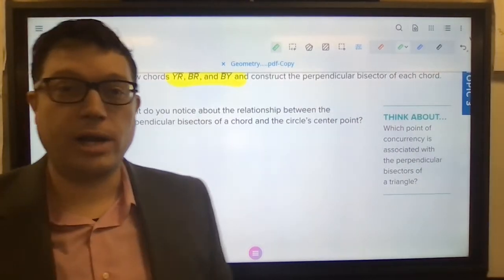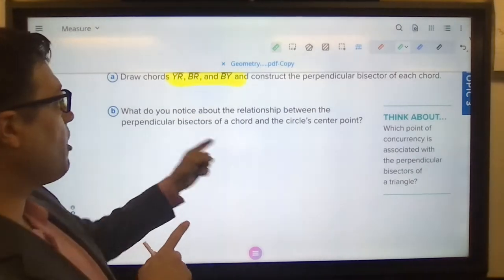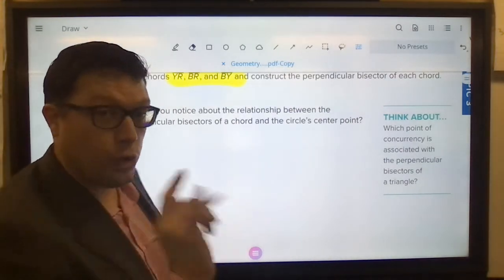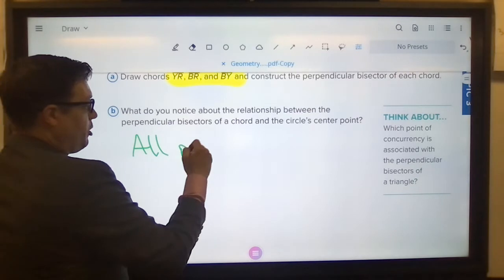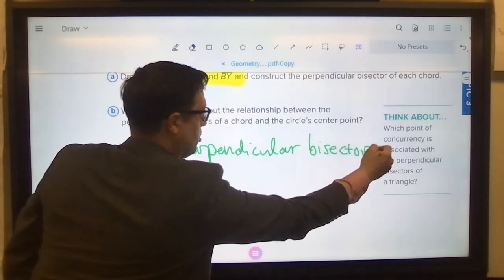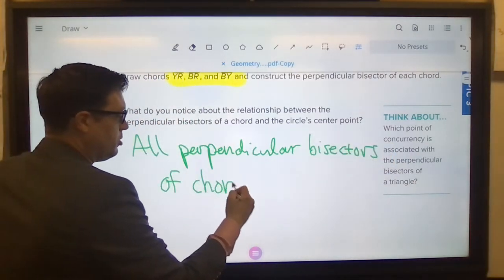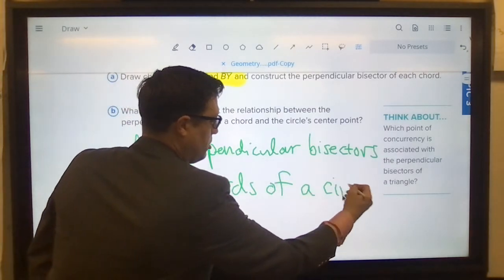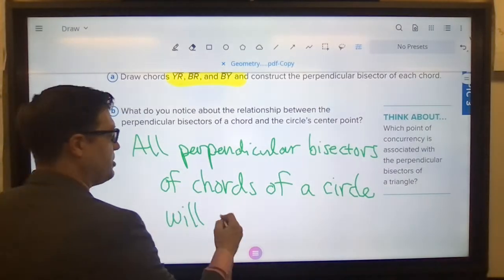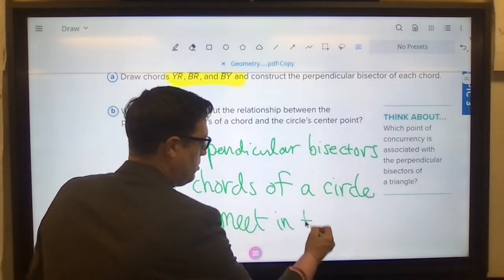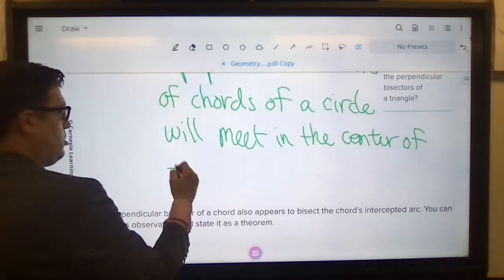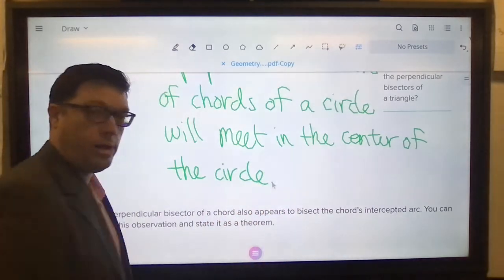What do you notice about the relationship between the perpendicular bisectors of a chord and the circle's center point? Turns out all perpendicular bisectors of chords of a circle will meet in the center of the circle. All right, that's the big idea.